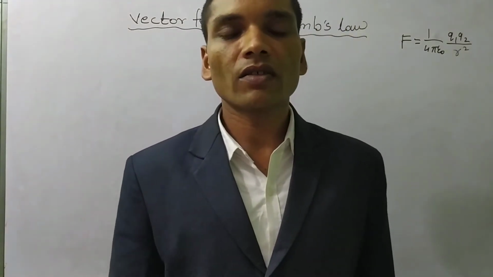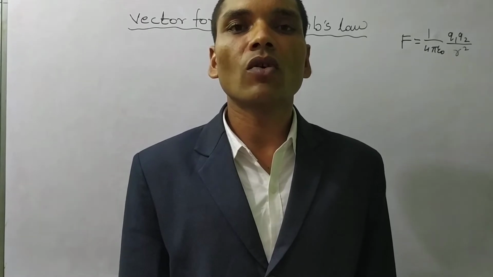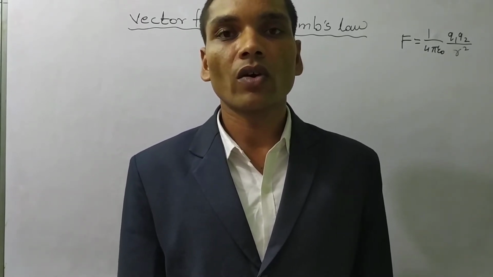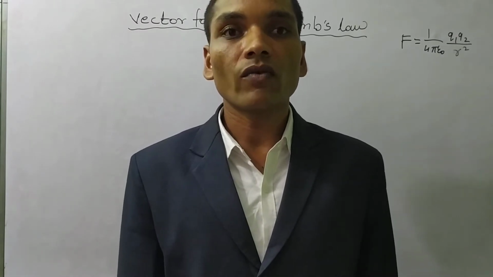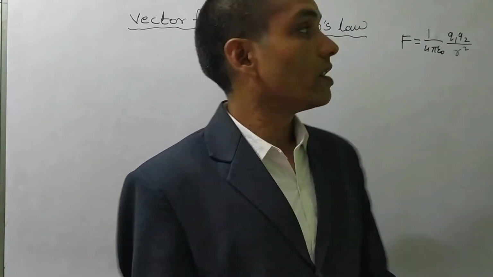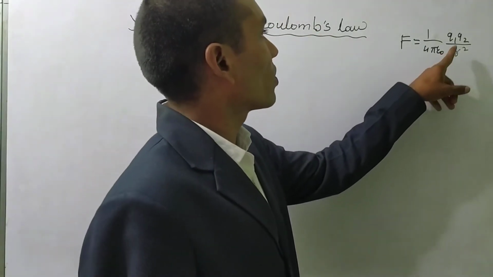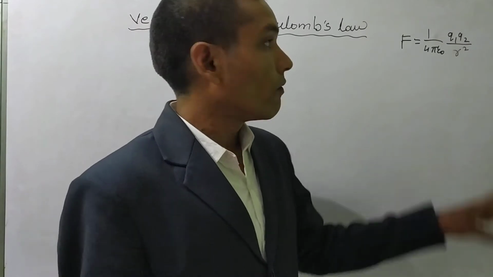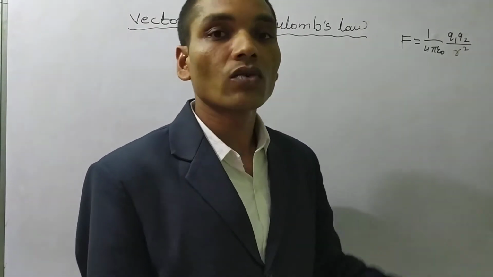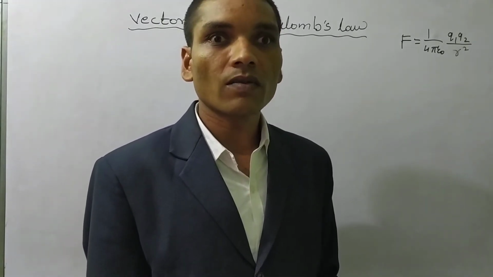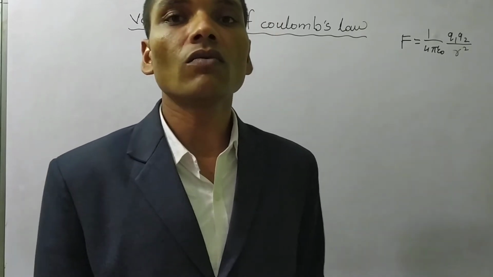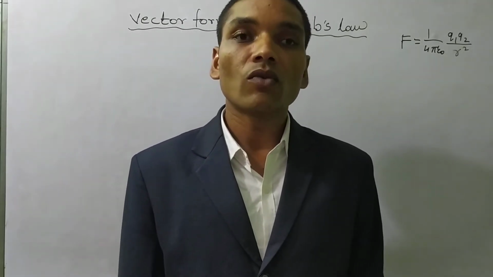Hello students, in this video we will learn about the vector form of Coulomb's law. In the previous video we studied Coulomb's law, and on the basis of Coulomb's law we derived the formula of electrostatic force between 2 point charges. That was F equals 1 upon 4 pi epsilon naught Q1 Q2 upon r square, where r is the distance between 2 point charges. This force is also called the Coulomb's force because it was first calculated by Charles Coulomb. In this video we will learn about the vector form of Coulomb's law.